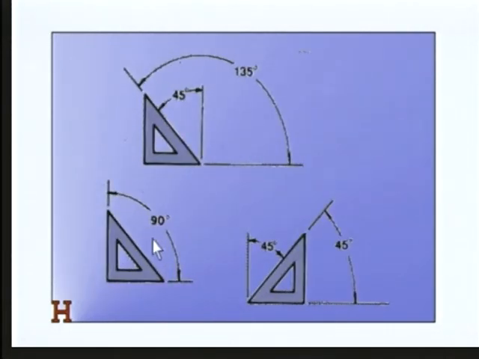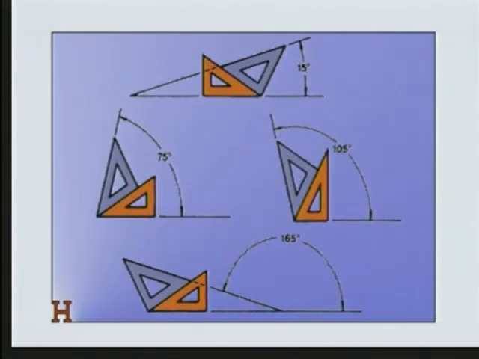Again, the 45-degree triangle can be used to make 90-degree angles. That is 90 degrees from the horizontal. We can draw vertical lines. We can also get 45 degrees from the vertical, 135 degrees from the horizontal, or 45 degrees from the horizontal.